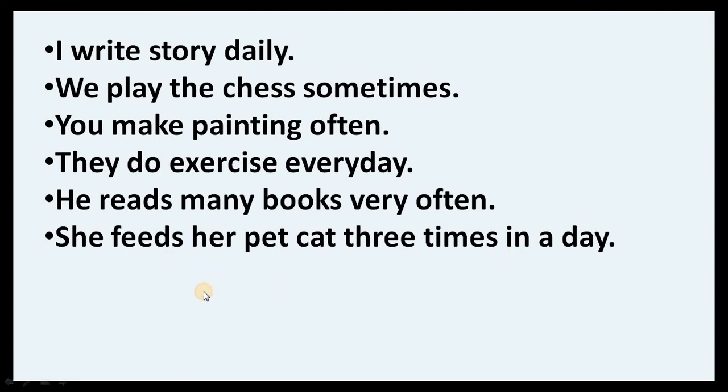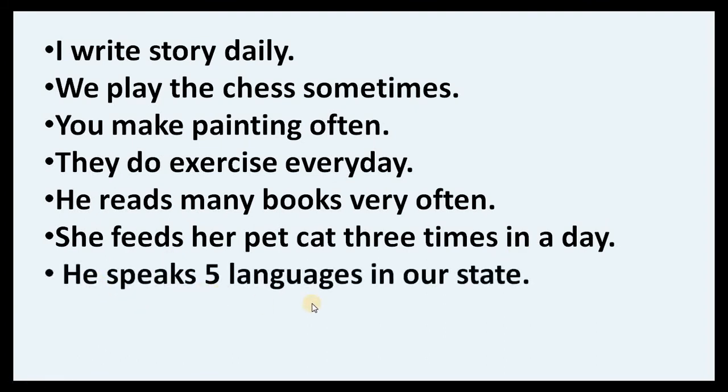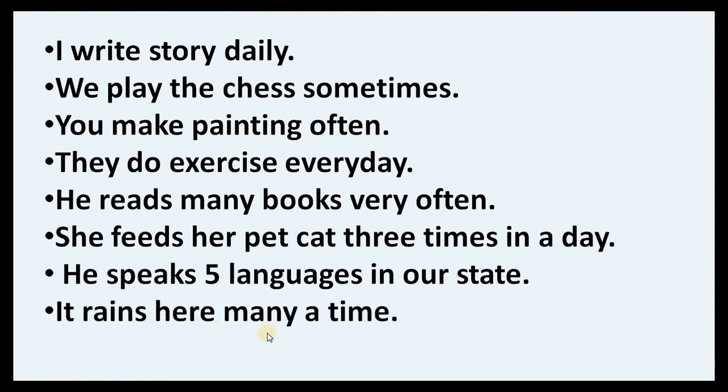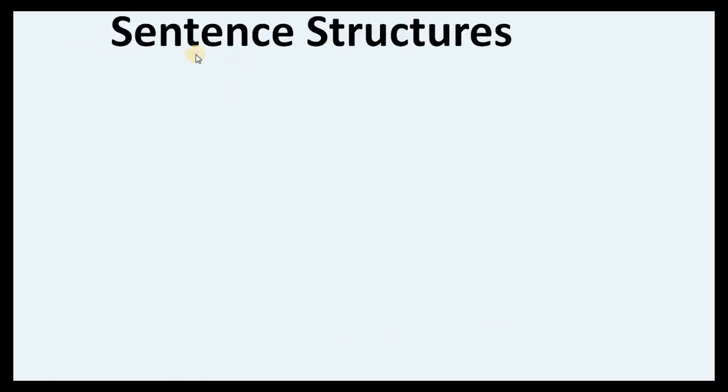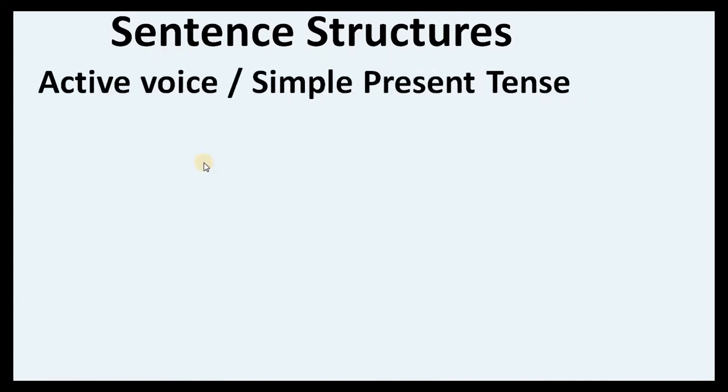Alright. And here it is. He speaks 5 languages in our state. It rains here many a time. So these are the best examples of habitual action, regular action and repeated action. So now notice over here the sentence structures, how we can build up a sentence for active voice, simple present tense.